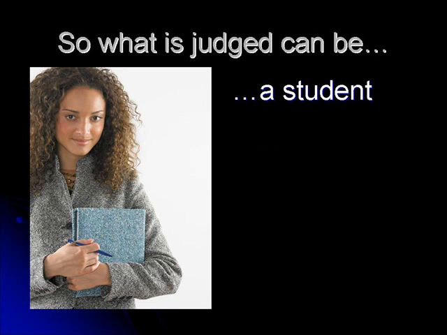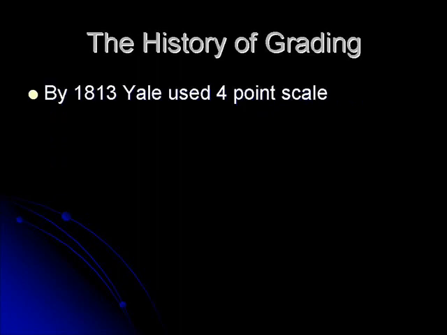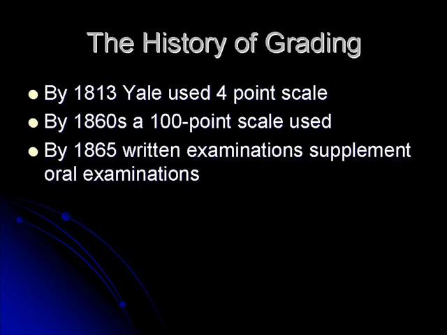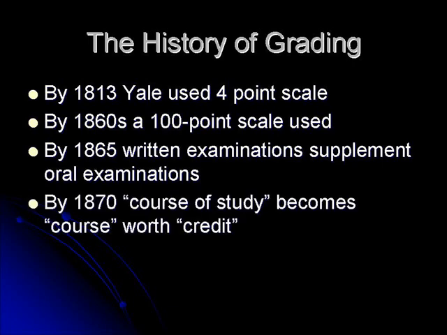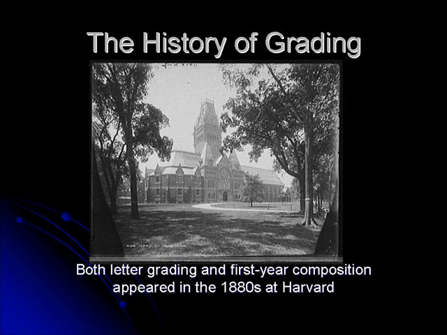Let's look at some of the history of grading. By 1813, Yale used the 4-point scale. By the 1860s, a 100-point scale was used. By 1865, written examinations supplemented oral examinations. By 1870, course of study becomes course worth credit. In 1886, Harvard establishes English A as a 2-semester composition course. So in other words, both letter grading and first-year composition appeared in the 1880s at Harvard.